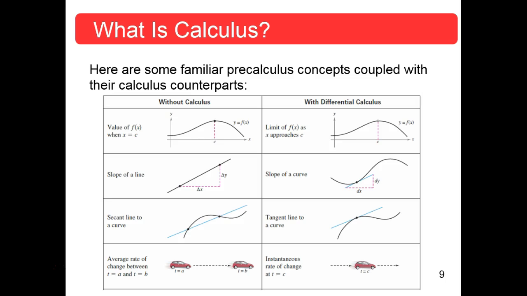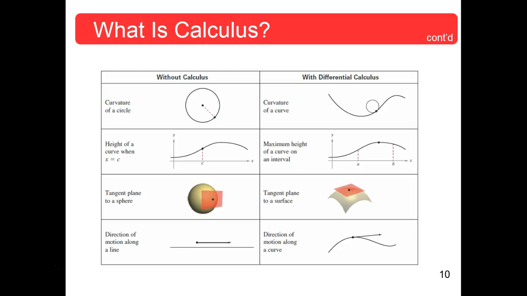Average rate of change of speed, that's your acceleration. But what if you're asking, what is the acceleration at that point when t is equal to c? Now your time interval is 0. That needs a limit process with calculus.